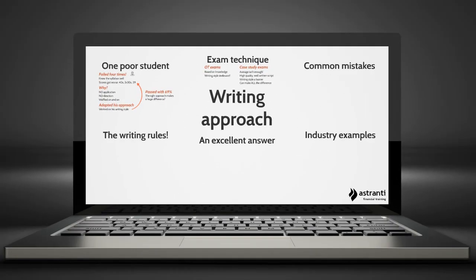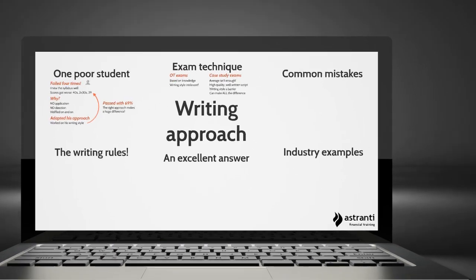And a good way to start looking at the kinds of things you should be doing and the kinds of things you shouldn't be doing is to look at the common mistakes that other students have made and learn from the mistakes of others.